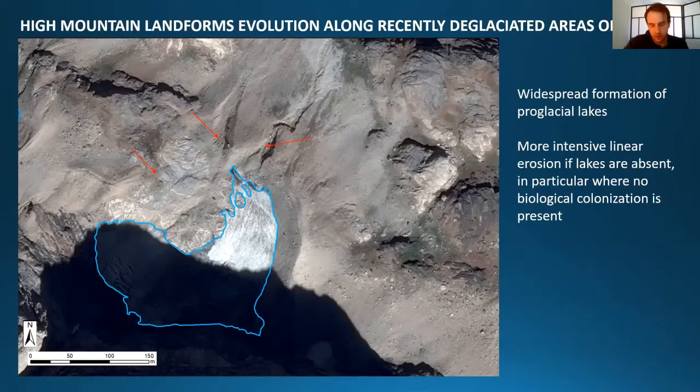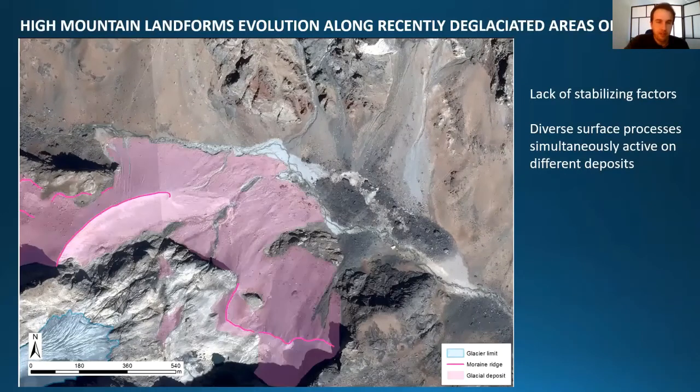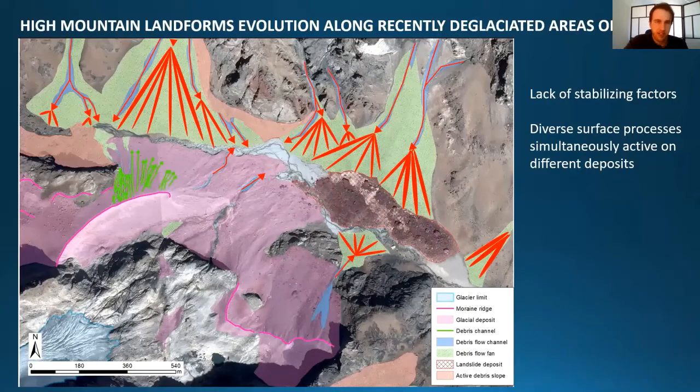So where there is no vegetation, the glacial lakes are very important for the stabilization of the glacial areas. The lack of stabilizing factors in this area causes diverse surface processes that are active simultaneously. Here we can find an example where we have mapped the glacial deposit, but the glacial system is characterized by many processes that occur at the same time, such as slope processes and erosion.